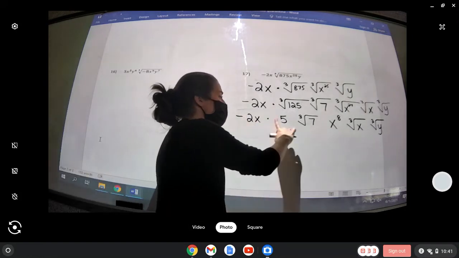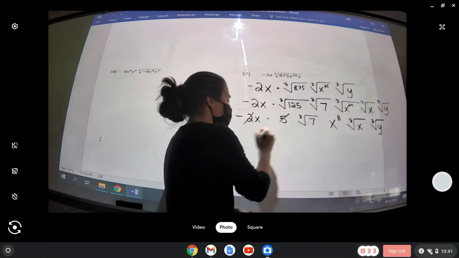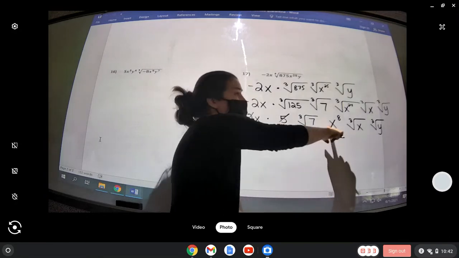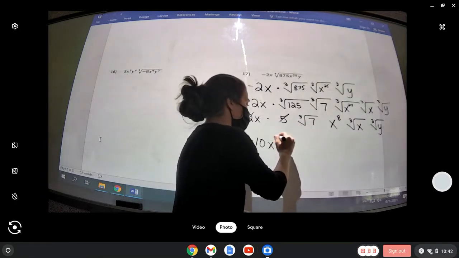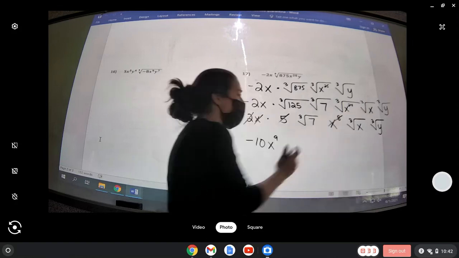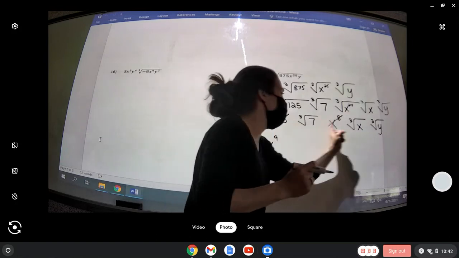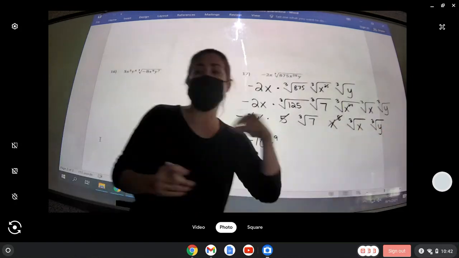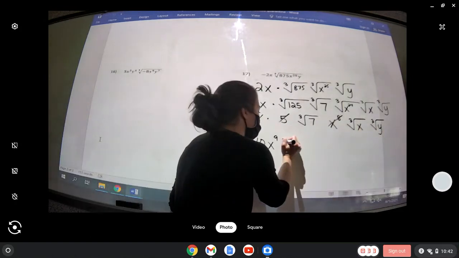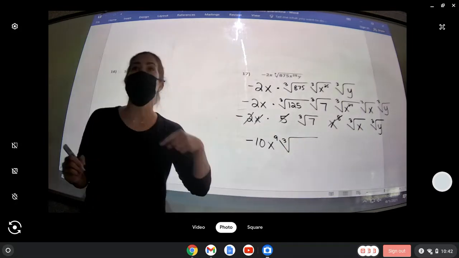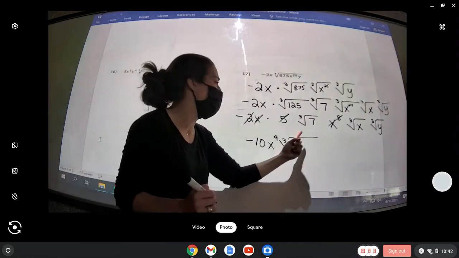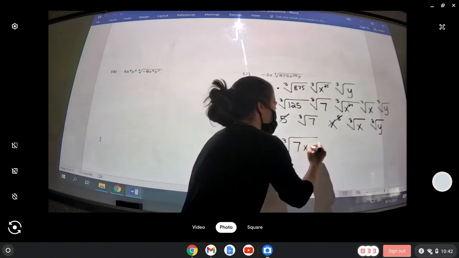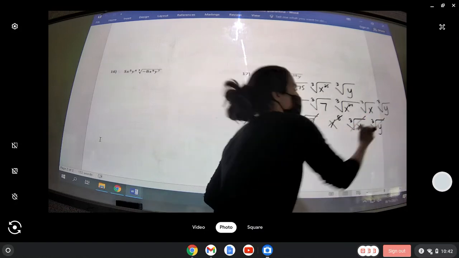So negative 2 times 5 are the only numbers. That'll be negative 10. x times x to the 8th broke free. That'll be x to the 1 plus 8 is 9. They're done. Now I would look for y's, but guys, no y's broke free. And everything else that is left is under a third root. So we're going to multiply them back together and put them back under one third root. So that'll be the third root of 7 times x times y. So 7xy. Done, done, done.